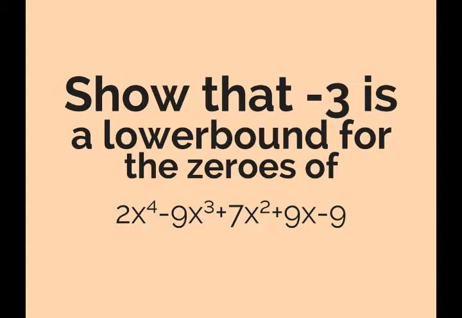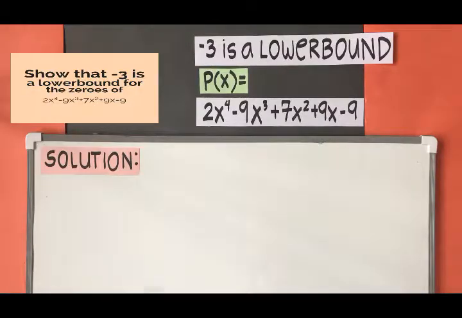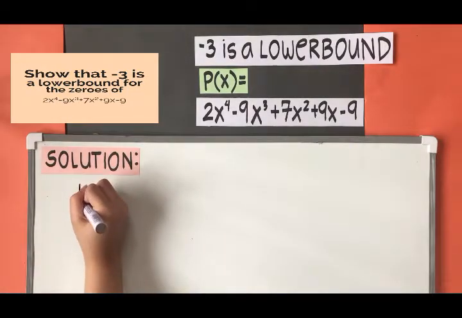For the second type of problem you may encounter when looking for the zeros of a polynomial function, we are asked if negative 3 is a lower bound of 2x to the 4th minus 9x to the 3rd plus 7x squared plus 9x minus 9. To solve this problem, we should use synthetic division. But before doing that, we should first look for the factors of the constant and the leading coefficient. So L over F.